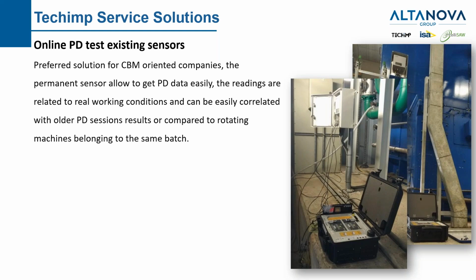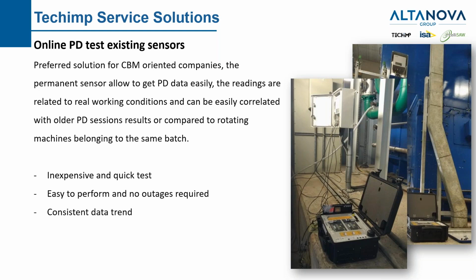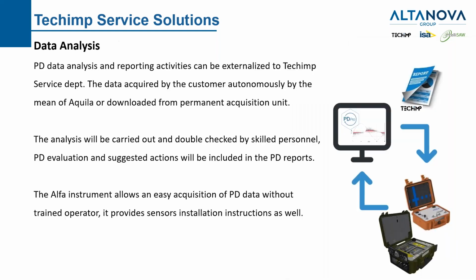The very standard service that we provide is an online spot test. We use existing sensors and derivation boxes, we connect to our portable acquisition unit, and we take the measurement. It's inexpensive, quick, easy to perform, no outage is required, and the data trend is consistent because we are always using the same PD sensor. It's very popular, and it's actually very good feedback for asset managers to get information from the generator without big efforts.